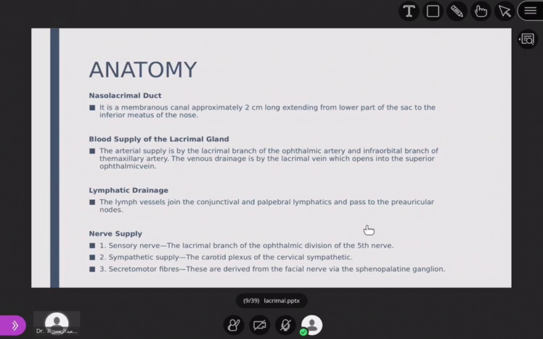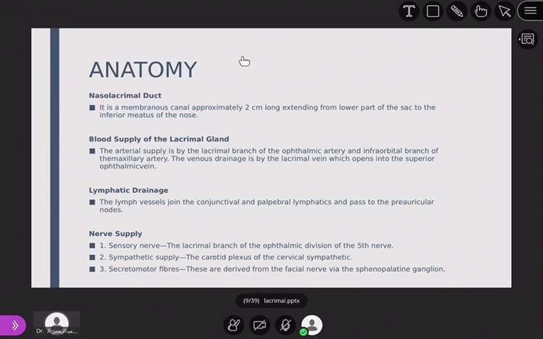The nasolacrimal duct is a membranous canal, approximately 12 millimeters long, around 1.2 centimeters, extending from the lower part of the sac to the inferior meatus of the nose. So it is very important to know that the nasolacrimal duct opens in the inferior meatus of the nose.